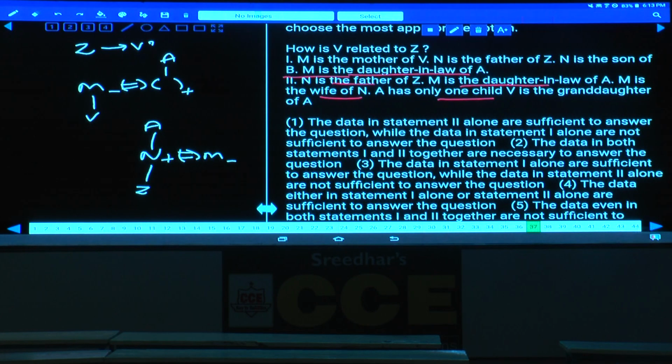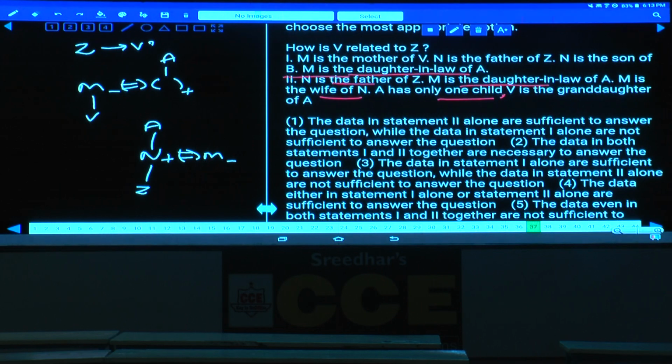A has only one child, there has to be a full stop here. And V is the granddaughter of A. As V is the granddaughter of A, and A's only child is none other than N, V is the granddaughter of A and this person is N.